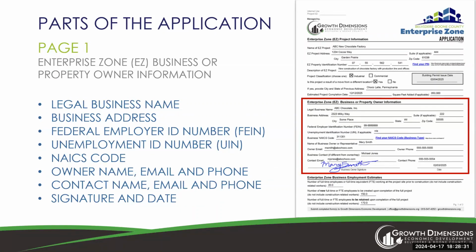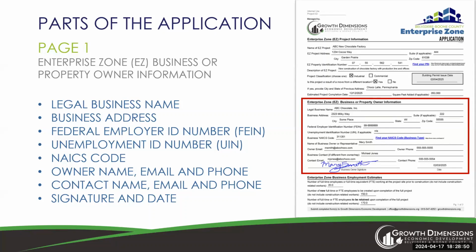Under the business or property owner information, the legal name is the business that is receiving the project work. In some instances, the business is not the property owner. In those instances, Growth Dimensions will have a separate conversation about who should be considered the applicant in this section.